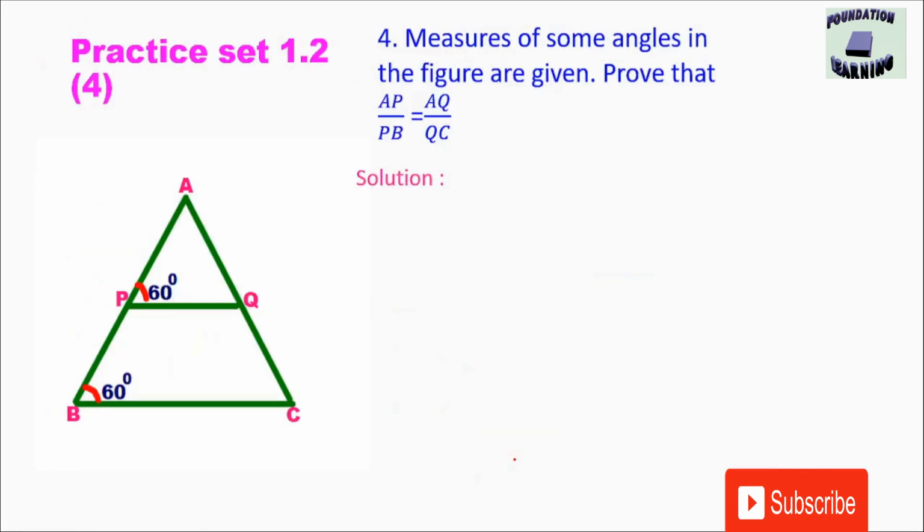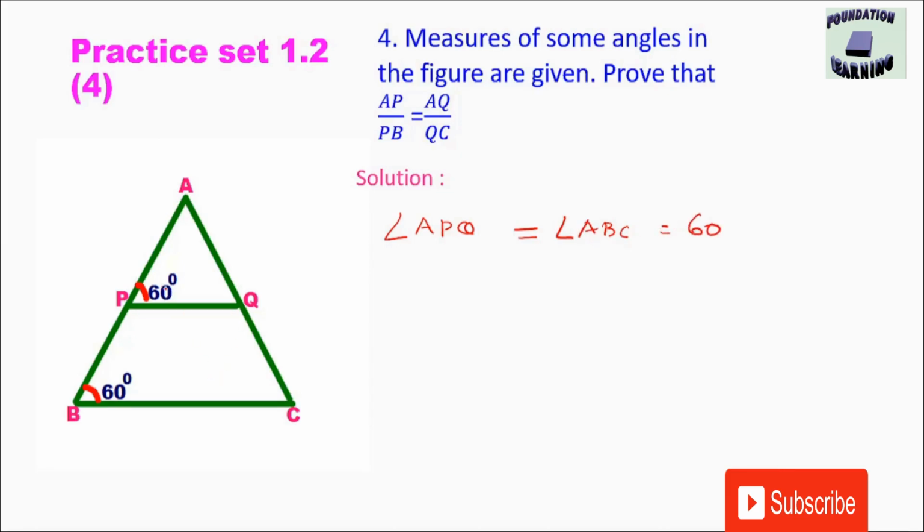Now we go to the next question, practice set 1.2, the fourth sum. In this, the measurements are given. We have to prove that AP is to PB is equal to AQ is to QC. Now whenever you see parallel lines, remember which theorem we will use? We will use the basic proportionality theorem. So which measurements are given? Angle APQ is equal to angle ABC, which is equal to 60.